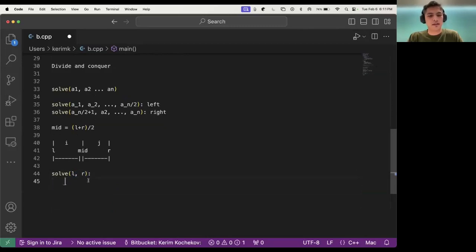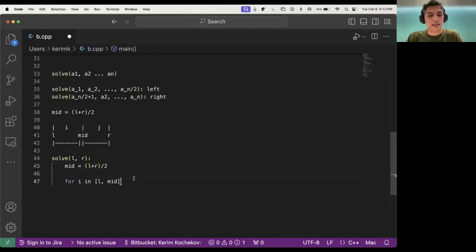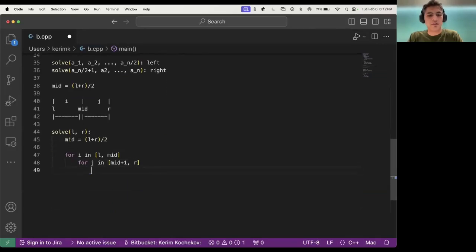For this one, let's write pseudocode: for i in range L to mid, where mid is basically the sum of L and R divided by 2, and for j in mid plus 1 to R, we count the number of inversions where A[i] is bigger than A[j]. This would be exhaustive work.